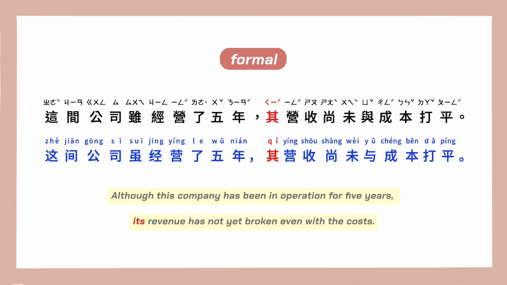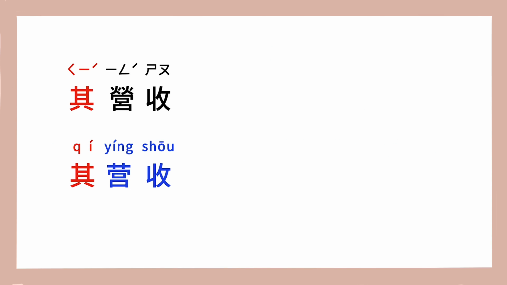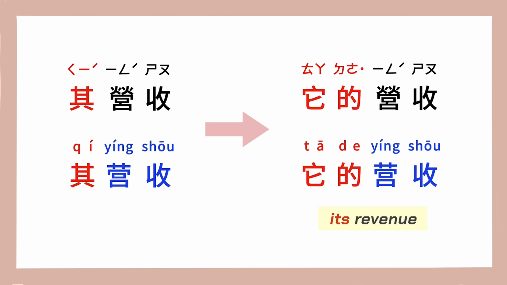Another example, 这间公司虽经营了5年，其营收尚未与成本打平。Although this company has been in operation for 5 years, its revenue has not yet broken even with the costs. Here, 其营收 means 它的营收, its revenue.